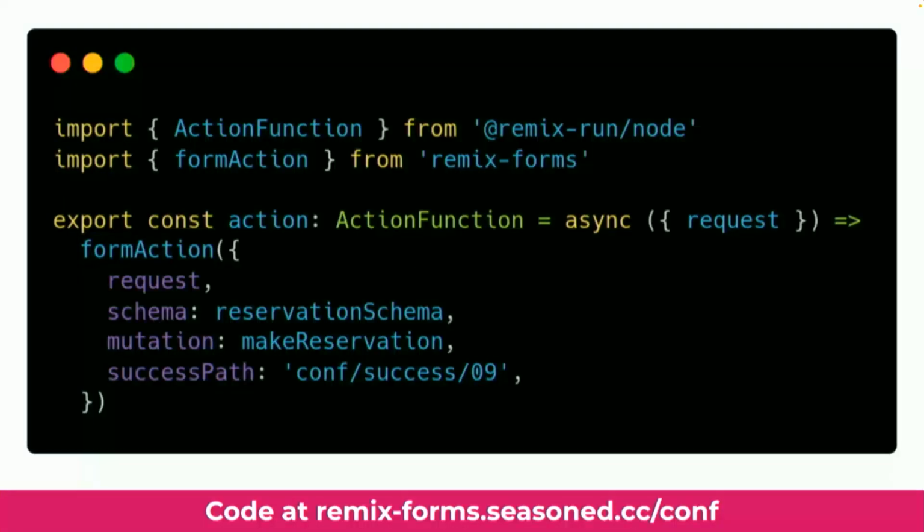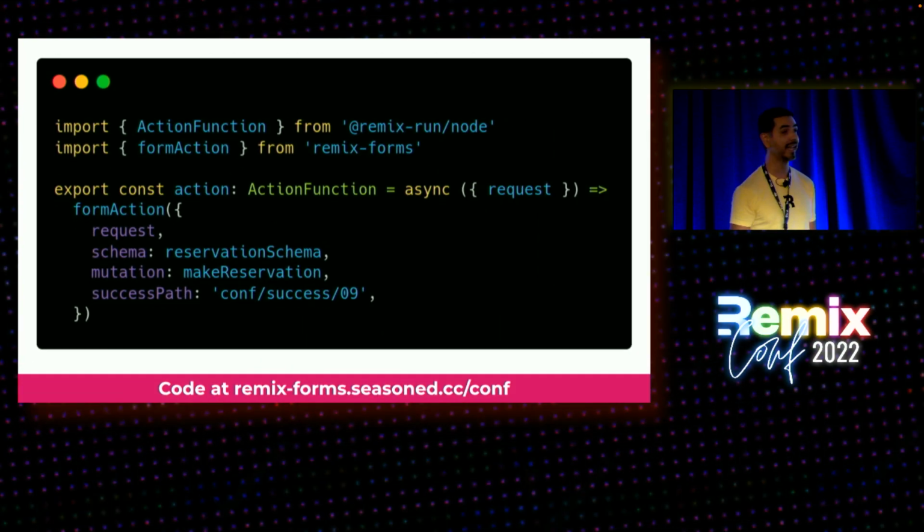And then we're going to build our action in Remix. And with Remix Forms, all we have to do is call this one function called formAction, pass the request, the schema, the mutation, which is the domain function we just created, and a path for when we're successful. And it will take care of the whole backend for us, just this.